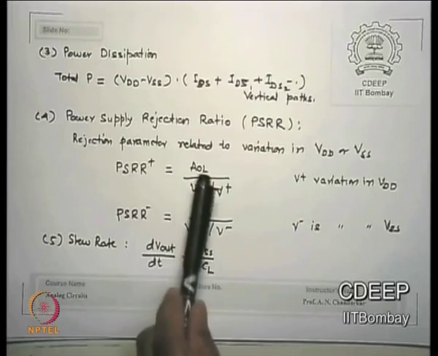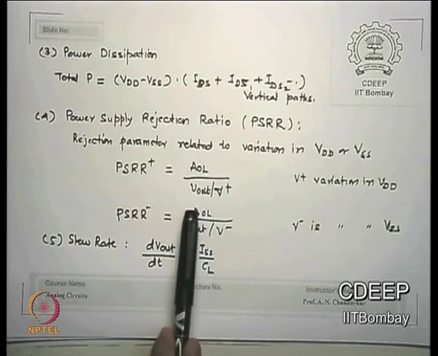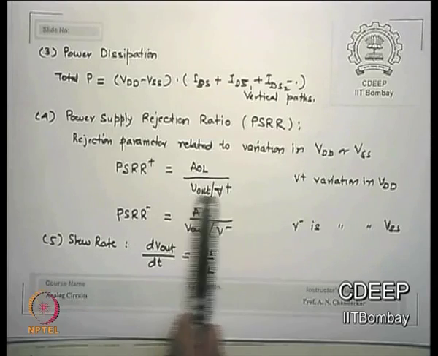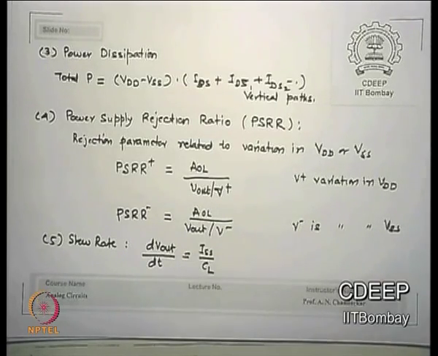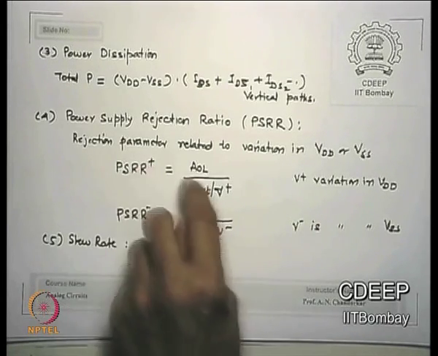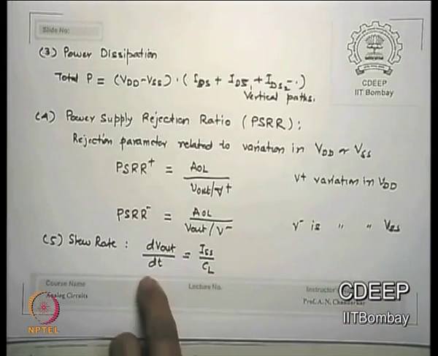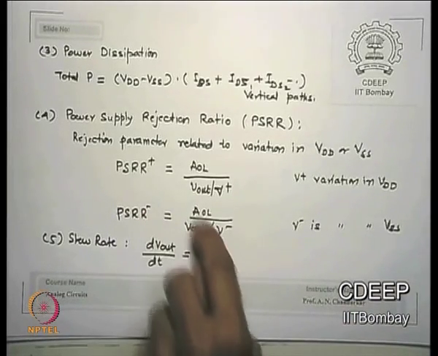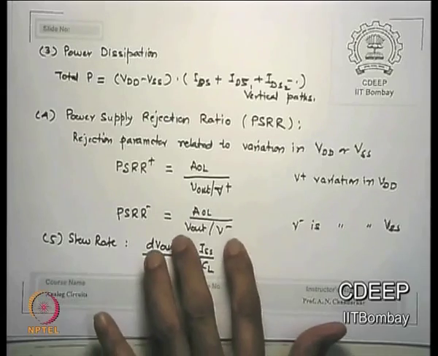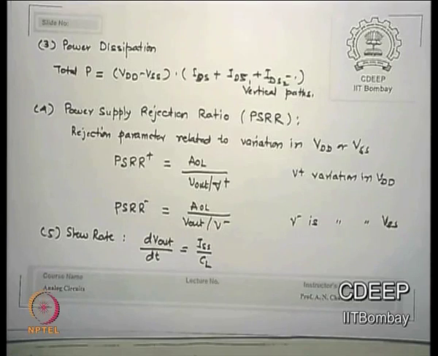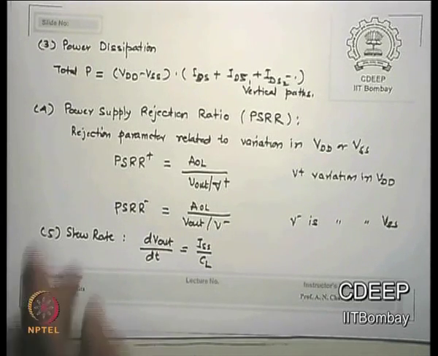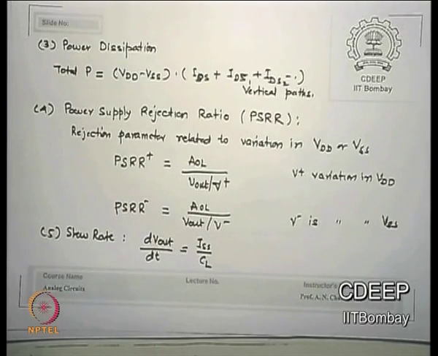So we define PSRR plus as the open loop gain A_OL divided by V out over V plus. Because of this ratio, whatever change is occurring is decided by the power supply rejection ratio. Why plus? Because it is on the VDD. By the same logic, PSRR minus is A_OL divided by V out over V minus. What I am essentially talking about is the variation in output due to variation in VDD or VSS. These values are essentially called power supply rejection ratios.